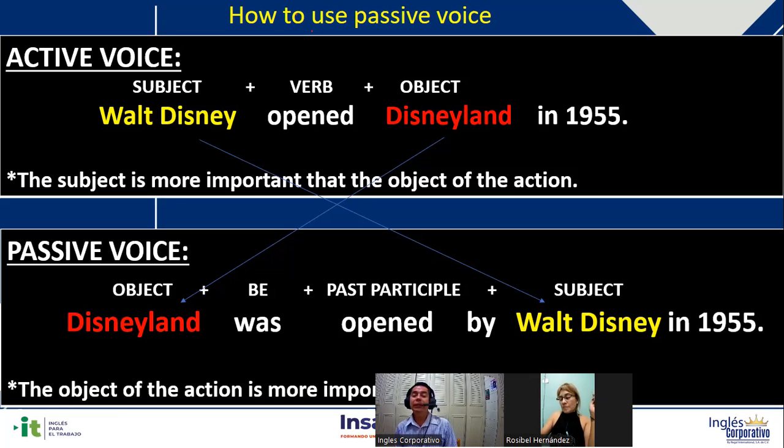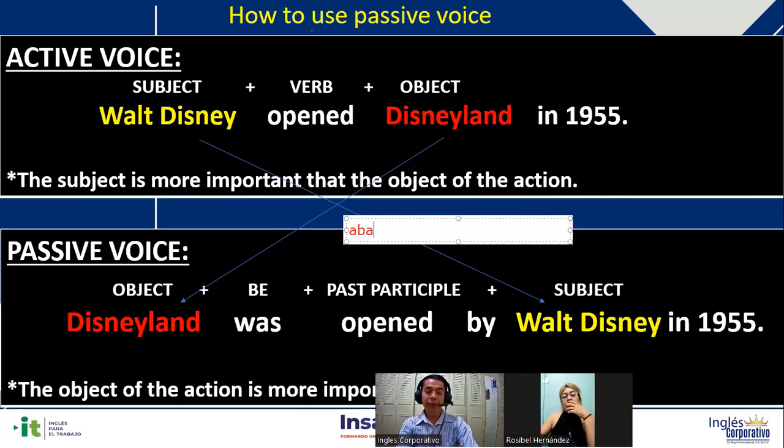Muy bien. Para hacer la voz pasiva tenemos que usar la fórmula del verbo to be más pasado participio. El pasado participio es una forma verbal. Ahí le voy a poner las tres más importantes. El presente, por ejemplo, open. El pasado, opened, abrió. Y el pasado participio, abierto. Okay. Disneylandia fue abierto. No dice Disneylandia fue abrió, o Disneylandia fue abre. No, fue abierto. Le voy a poner aquí otro verbo para que se vea más.